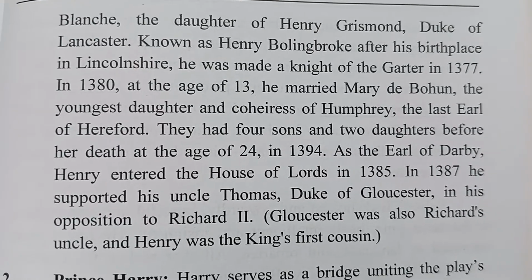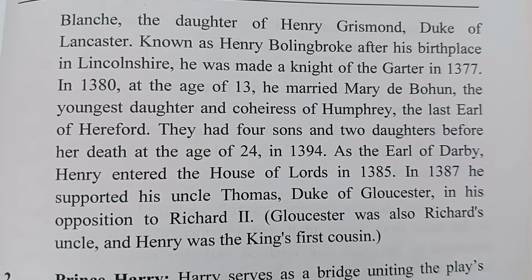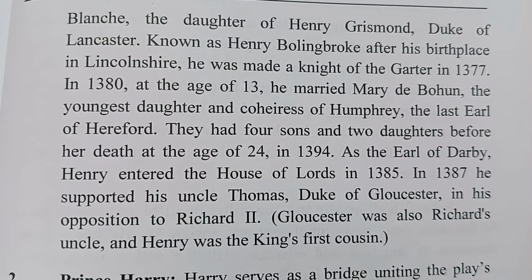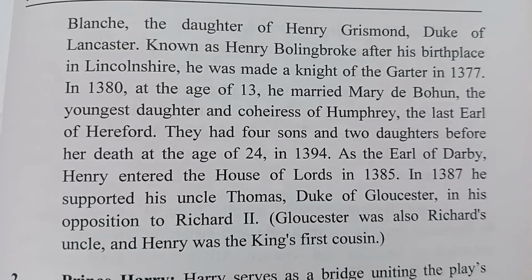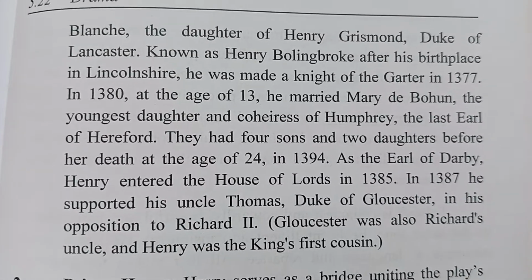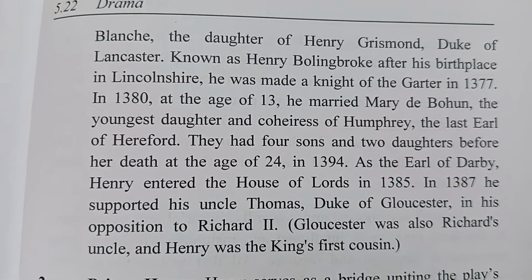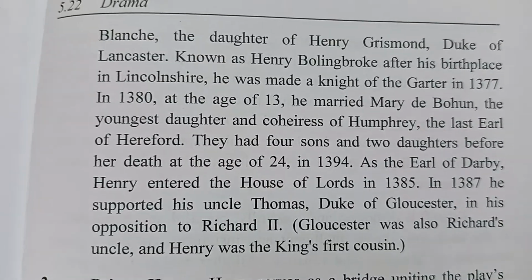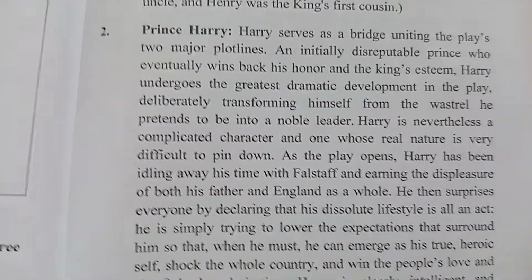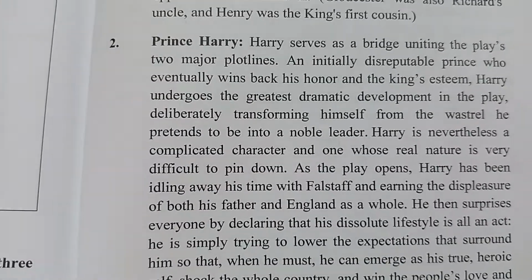As the Earl of Derby, Henry entered the House of Lords in 1385, and in 1387 he supported his uncle Thomas, Duke of Gloucester, in his opposition to Richard II. So this is all about Henry IV. But in this lesson we have all about Prince Harry. Okay, so let's learn about Prince Harry.